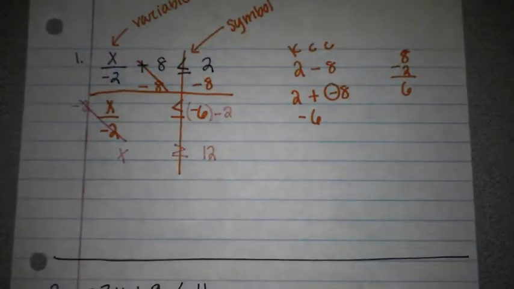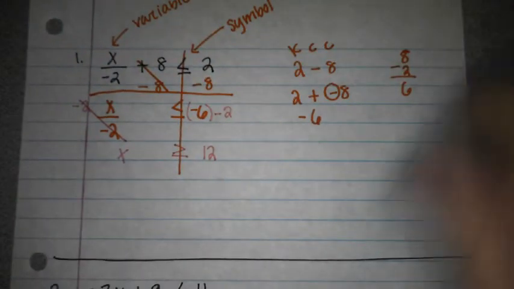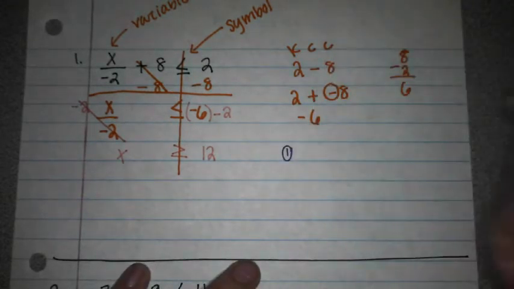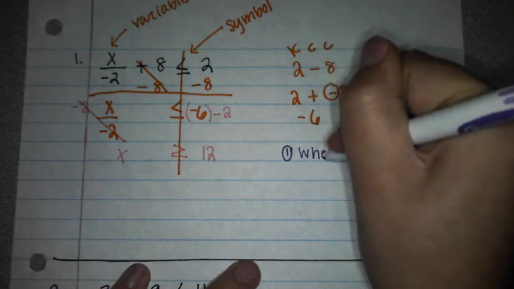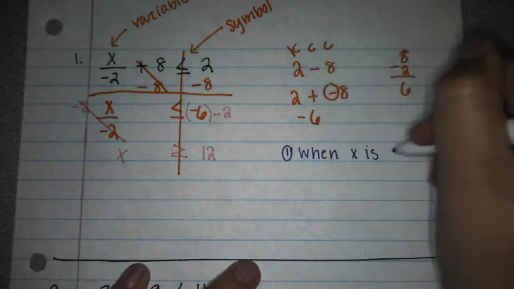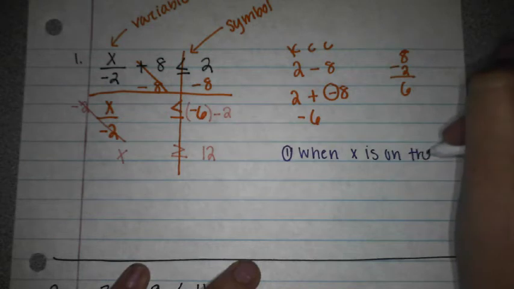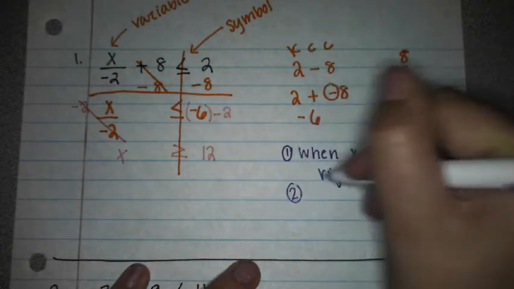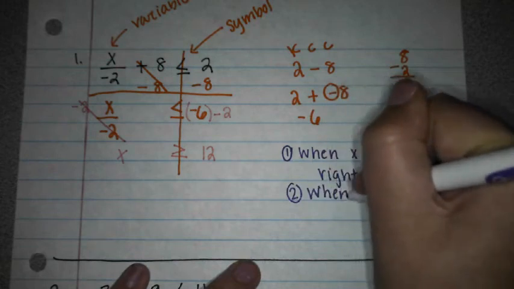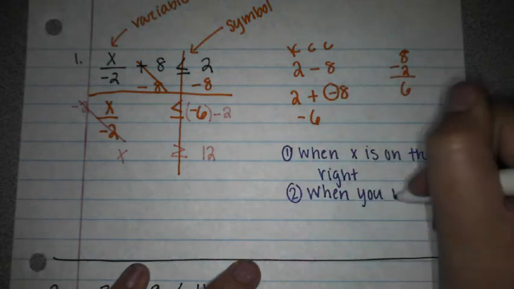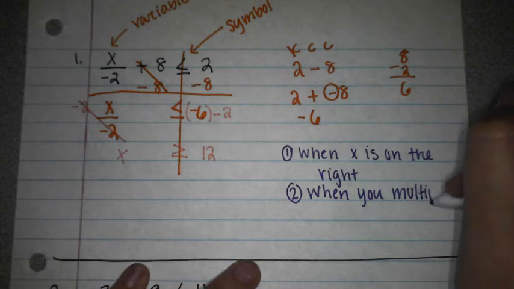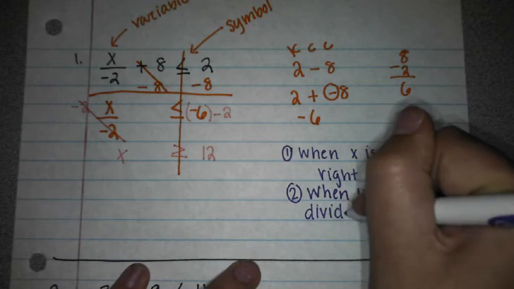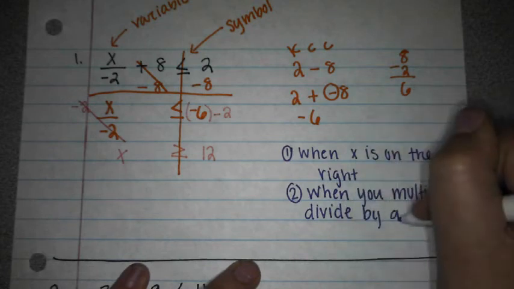And there's 2 reasons to flip the symbol. If you don't know them, write them down right now. Number 1, when x is on the right. Number 2, when you multiply or divide by a negative.